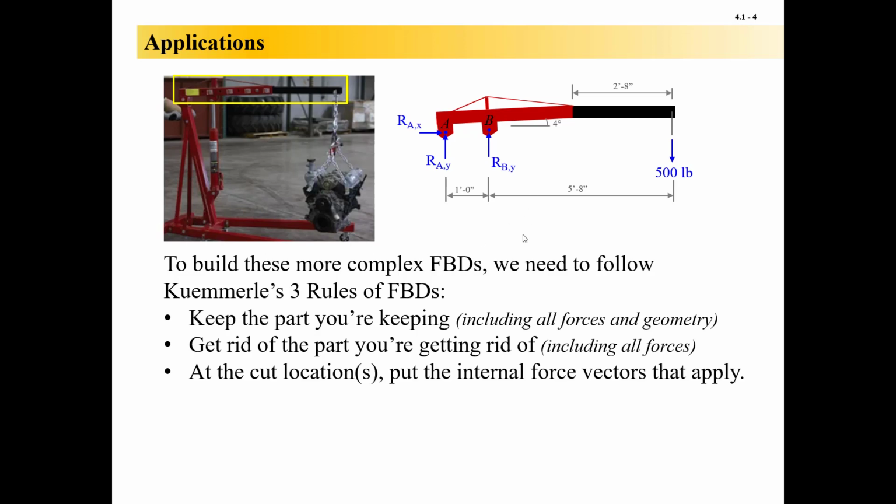And then at the cut locations, put the internal force vectors that apply. So technically, I'm cutting through this chain, and so that's why this 500 pounds is there. And then these three vectors here are reaction vectors as far as this jib goes, but they're also really just the forces that are being transferred through those bolts into the rest of the structure. So the reactions for the jib actually become the applied forces for the rest of the frame.